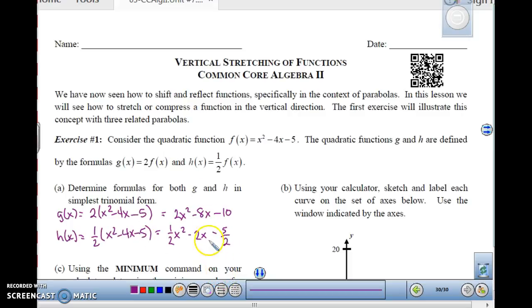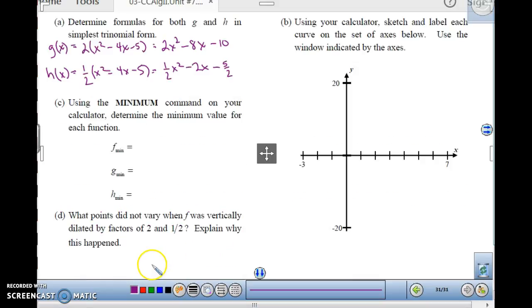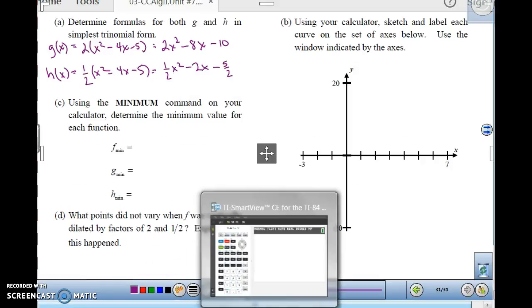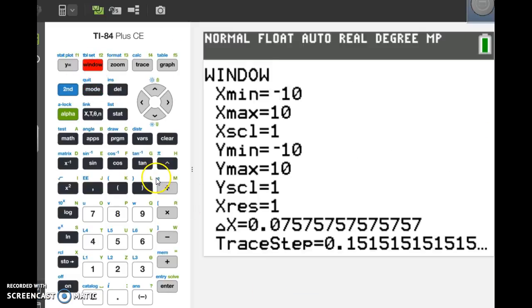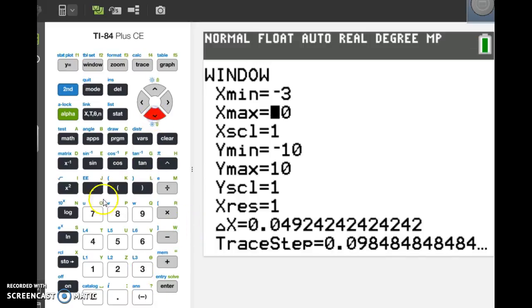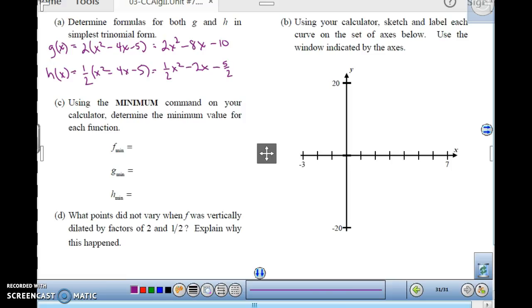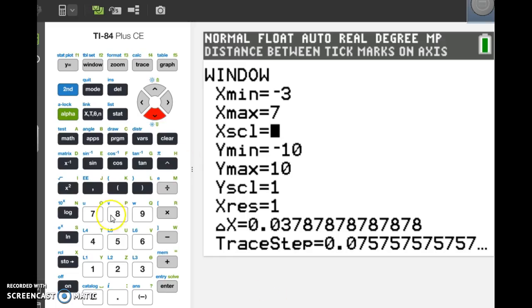Okay, so now that I know what the functions are, let's sketch each one on our calculator. So the first thing I want to do when I get my calculator out is update my window. So for my window on this, my x values were going from -3 to 7, and my y's are going from -20 to +20. Okay, so there's my window.